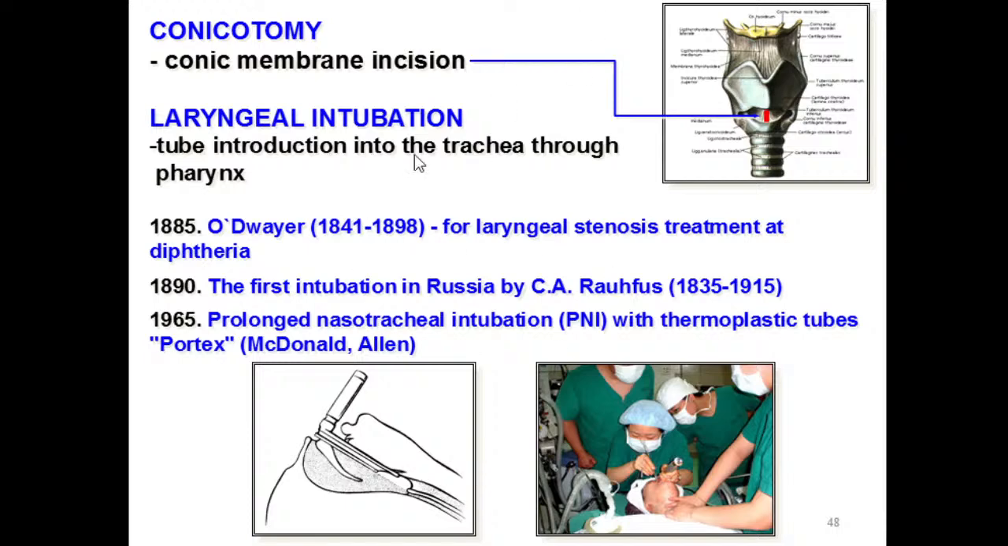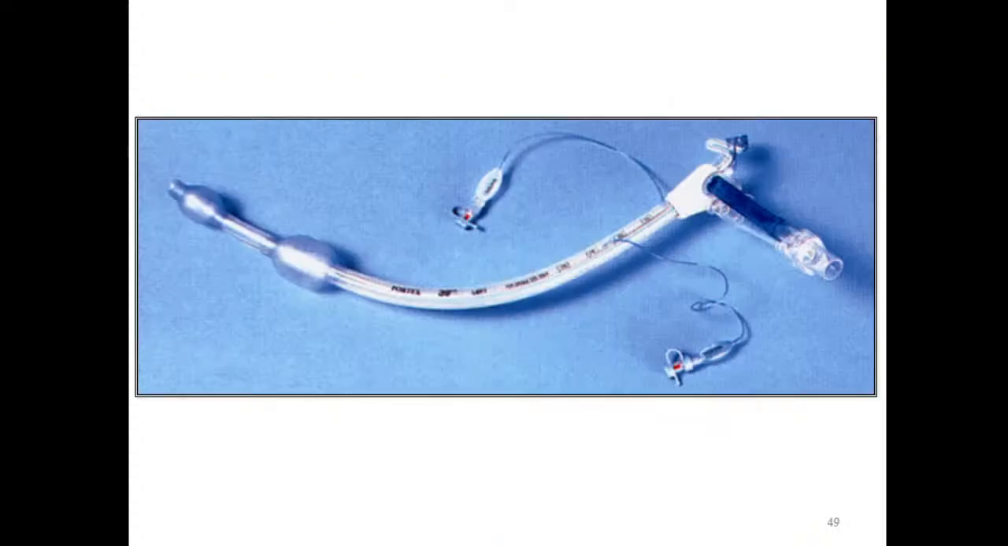And conicotomy, remember, is an incision cutting the conic membrane that is localized between the thyroid and cricoid cartilage. It is considered the most emergency entrance to the airway tract. And if it is possible, of course, it is better to start from laryngeal intubation, with a tracheal tube.